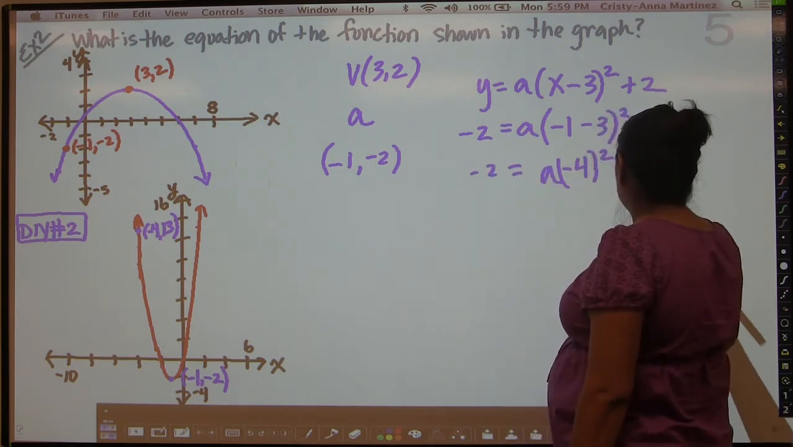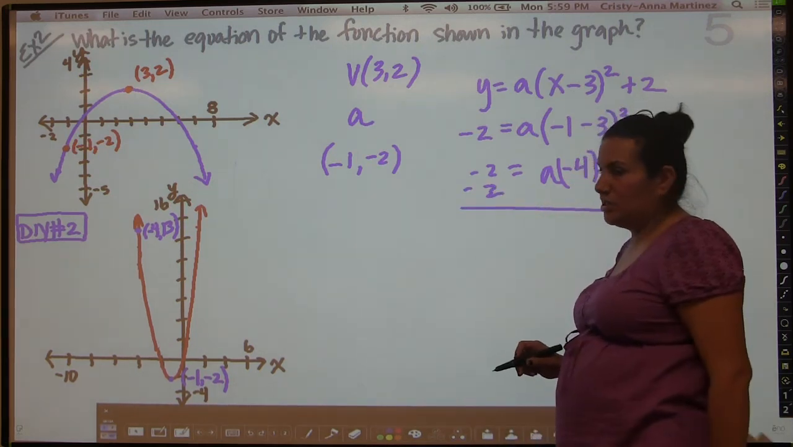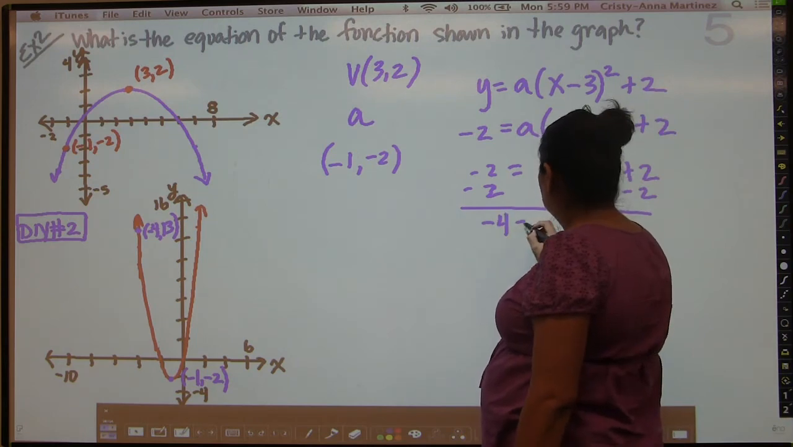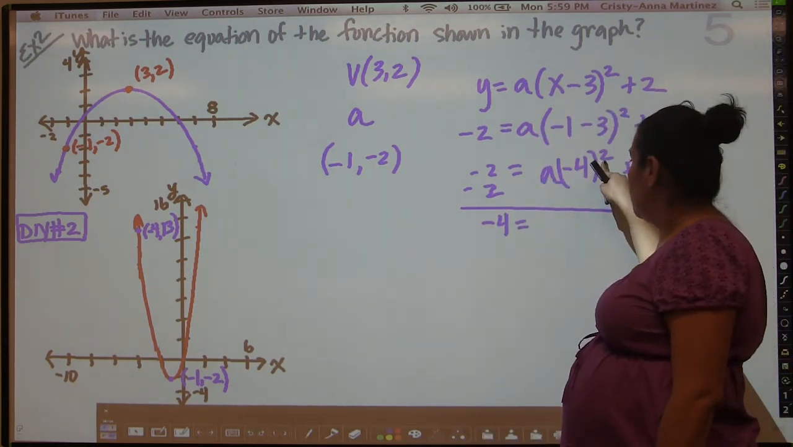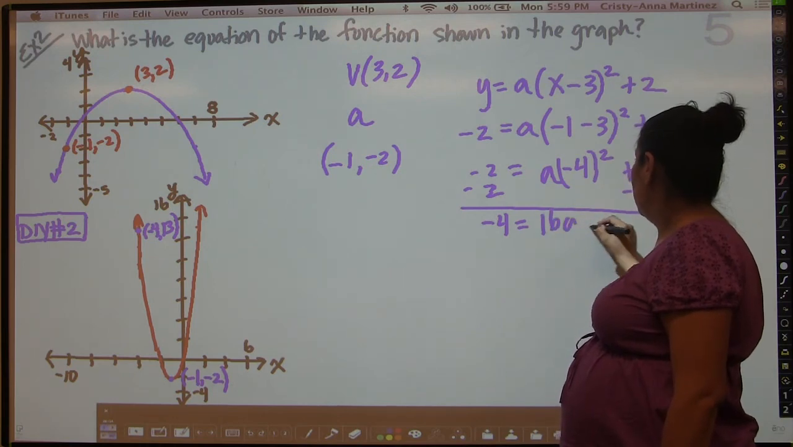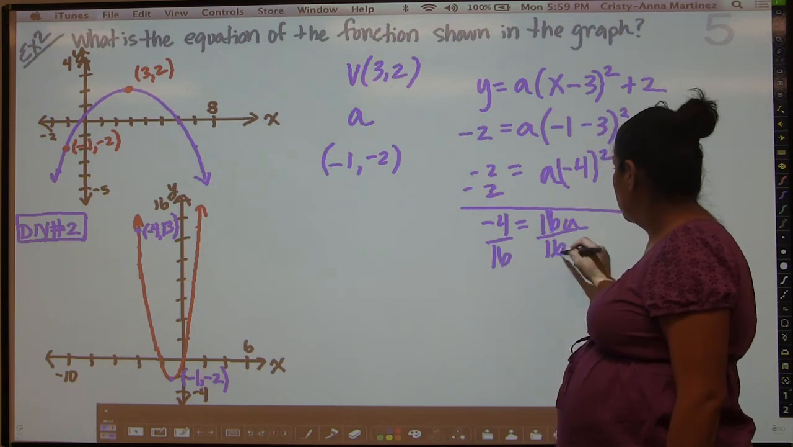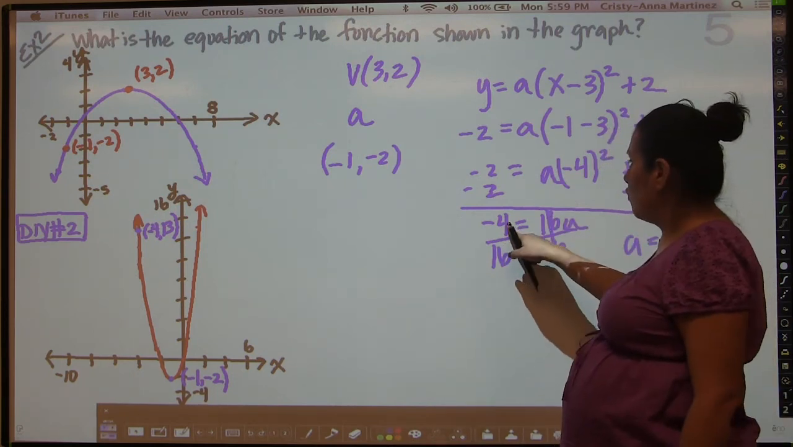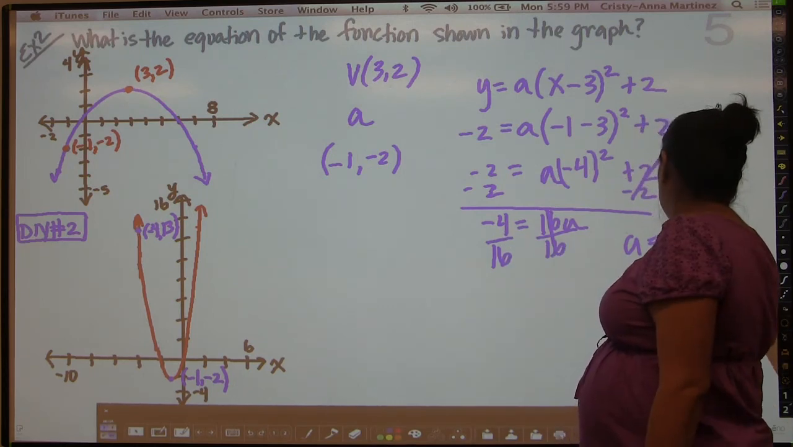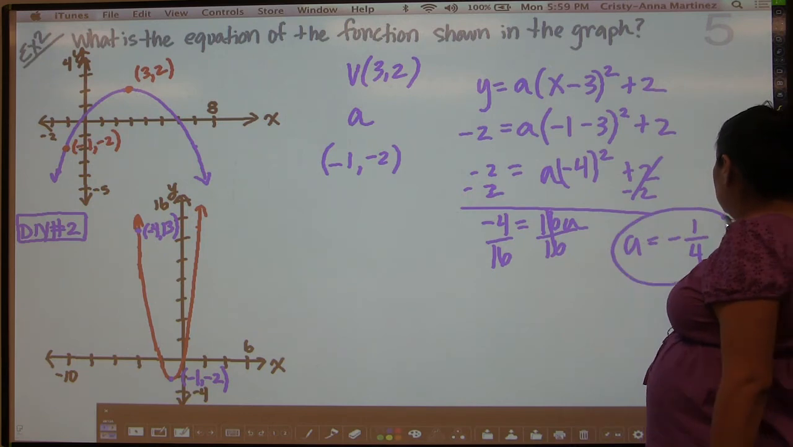We can even subtract this 2 over there. Be careful that negative 2 minus 2 is not 0. Negative 2 minus 2 is negative 4. And then here we have negative 4 squared, which is positive 16. So this is 16a, and then that canceled. When we divide by 16, a will equal negative, and 4 goes into 4 once, and 4 goes into 16 4 times. So you get an a value of negative 1/4.